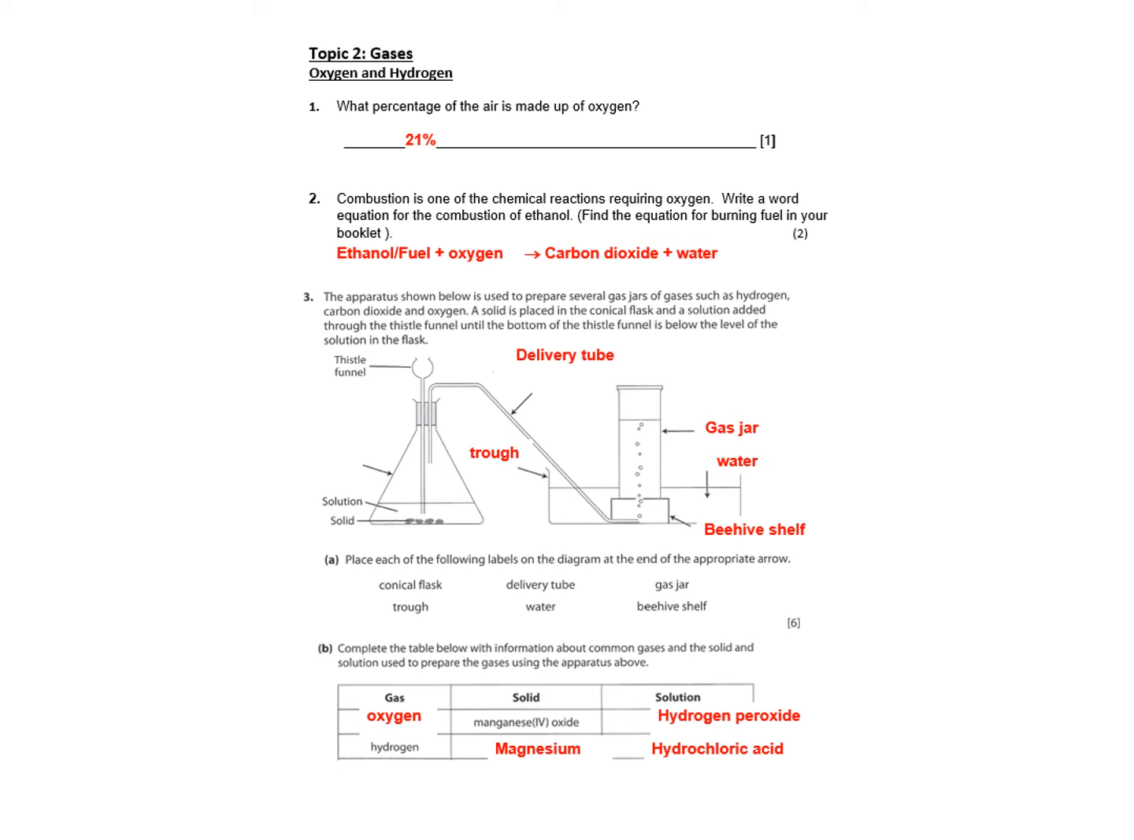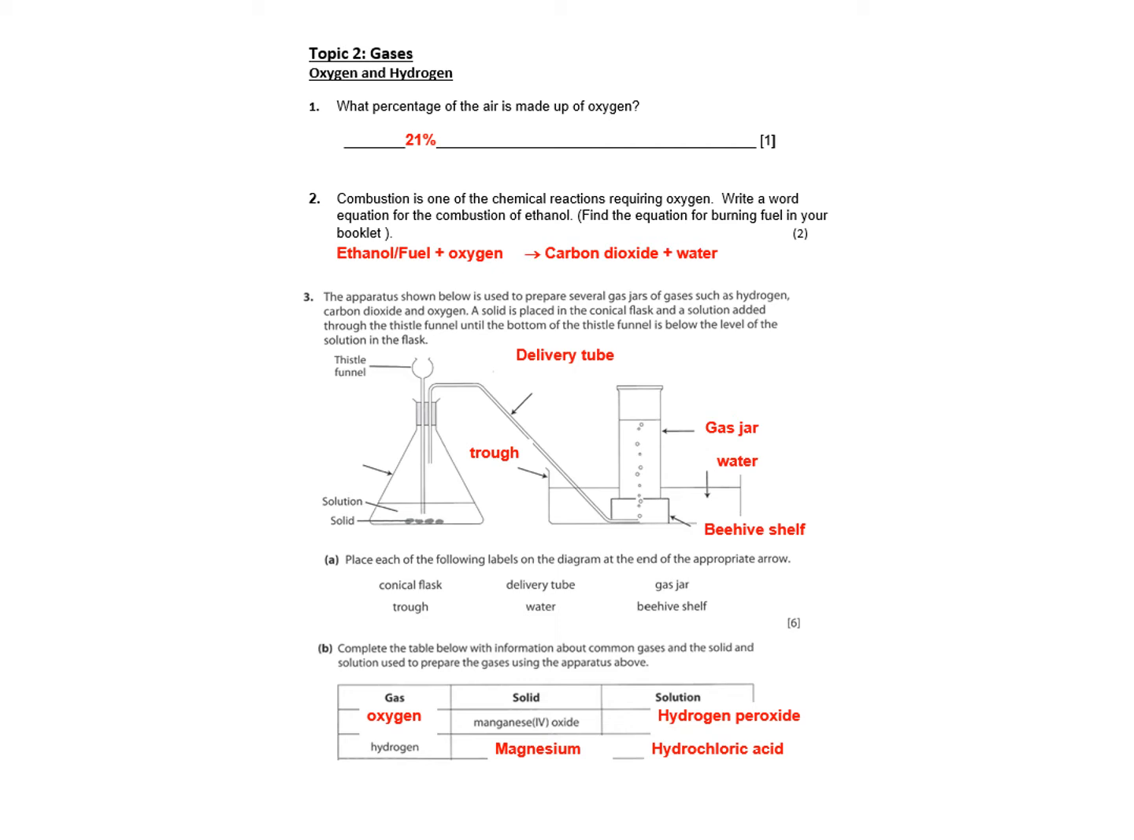This week we will start by correcting our formal homework that was submitted last week. The percentage of air that is made up of oxygen is 21%. Your combustion equation for ethanol would be ethanol plus oxygen, and you get carbon dioxide and water. You then had to label the apparatus, and the words were given below.